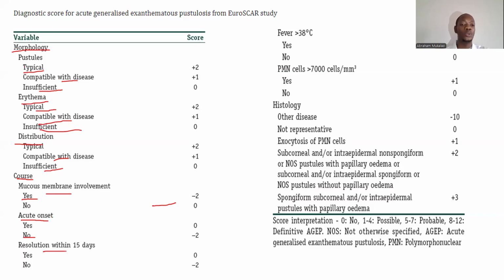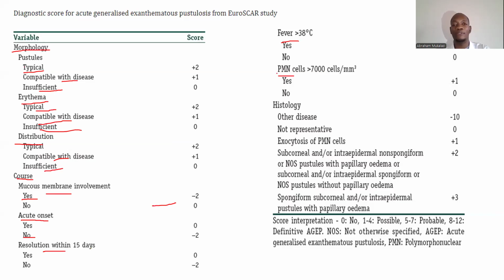If it resolves within 2 weeks, then they get a 0. If it resolves in maybe more than 2 weeks, 6 weeks, then they get a negative score. So if someone has fever above 38 degrees, then they get a +1. If there's no fever, they get a 0.